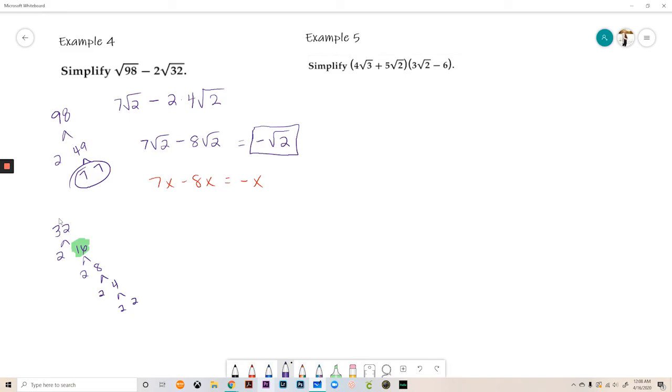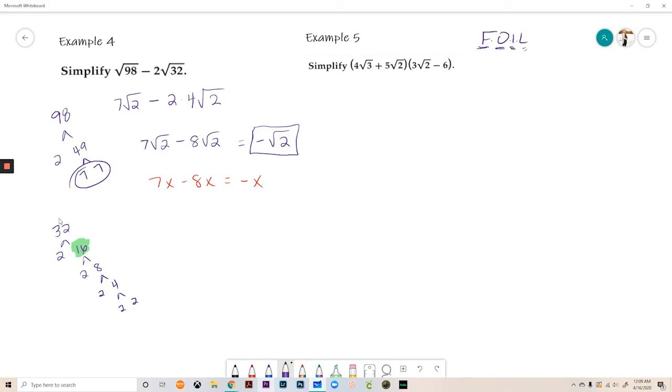Example 5 is a bit different because this is multiplying 2 binomials. So we're going to have to FOIL. You guys remember that? Your favorite. I'm just kidding.